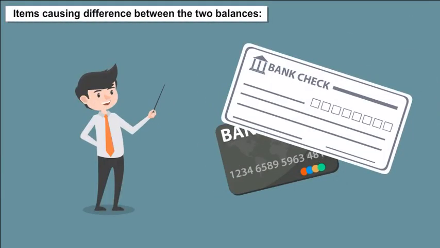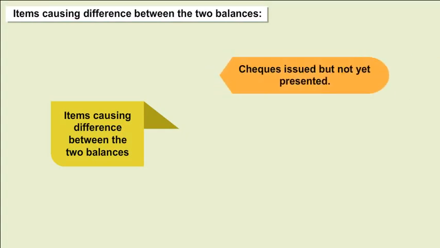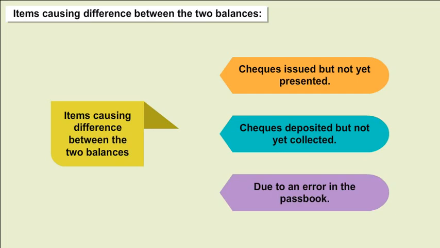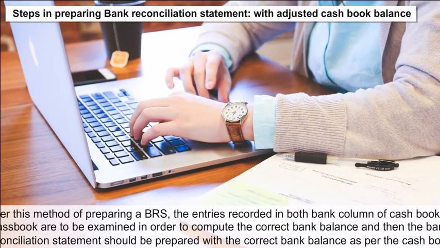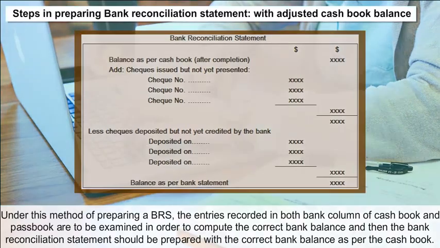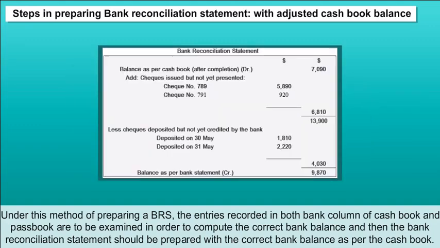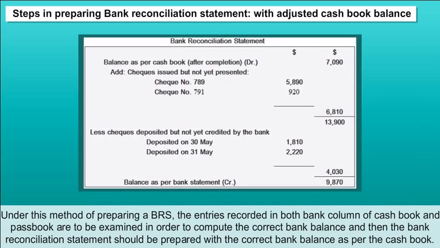Items causing difference between the two balances. These items are checks issued but not yet presented, and checks deposited but not yet collected, due to an error in the passbook. Steps in preparing a bank reconciliation statement with adjusted cash book balance: under this method of preparing a BRS, the entries recorded in both the bank column of the cash book and the passbook are to be examined in order to compute the correct bank balance, and then the bank reconciliation statement should be prepared with the correct bank balance as per the cash book.